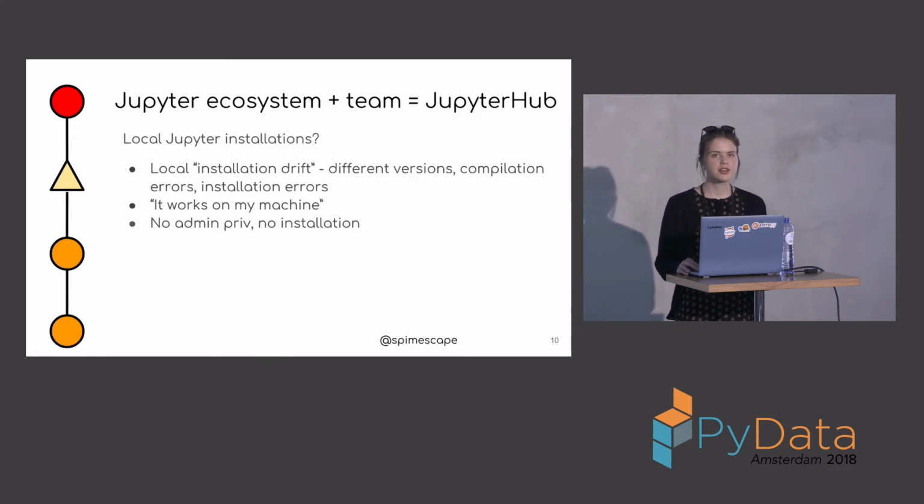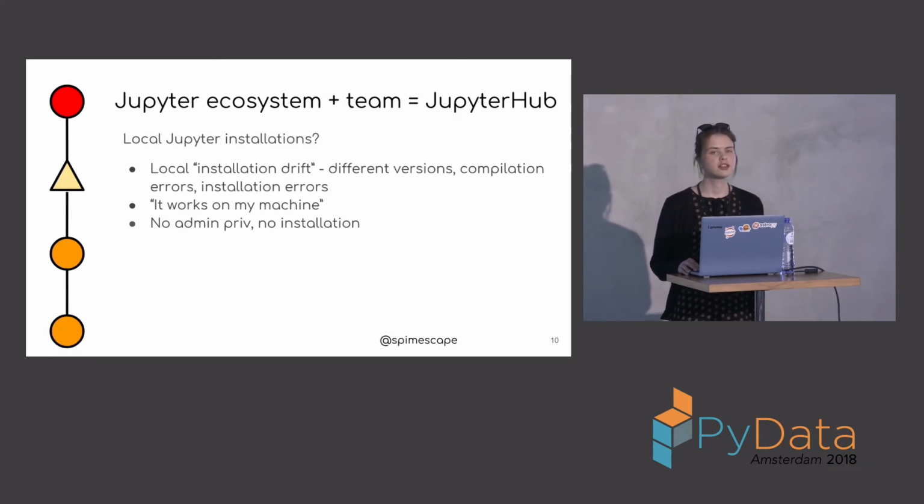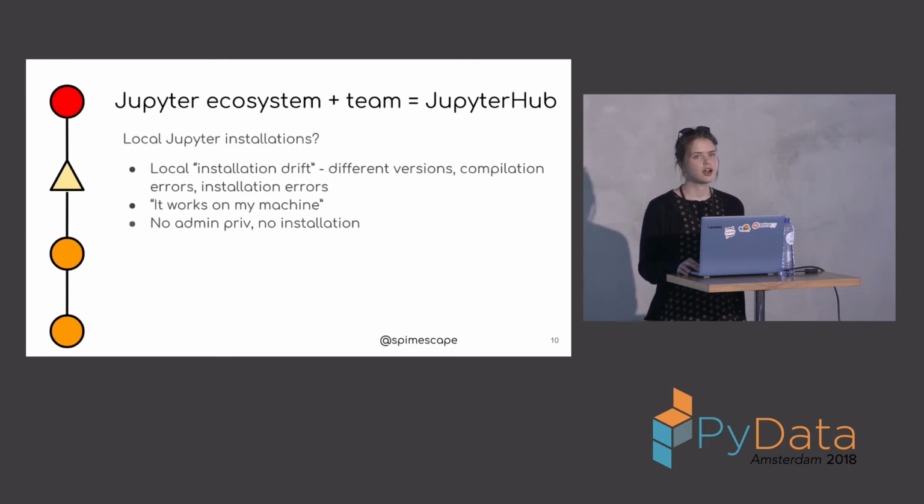People start having what's known as an installation drift. So someone has version X of some kind of Python package, and another person has version Y. So you get the "it works on my machine" situation, but not on everyone else's machine. In addition, in classes, for example, if you're teaching a Python class, you might have people who have Windows machines that don't have administrator privileges, and this can be a problem for some packages. So a solution to this is to deploy a unified environment in the cloud using JupyterHub.